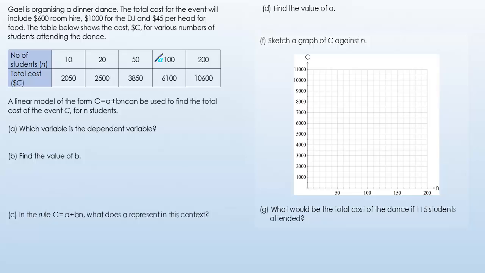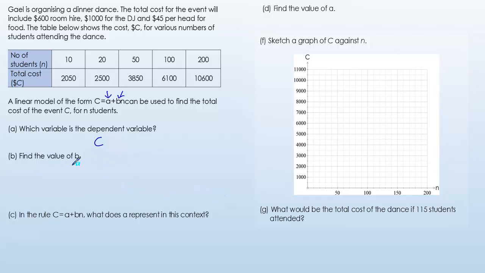So we have the number of students here and the cost. A linear model of the form C equals A plus Bn, so we can see it's linear and B is the gradient and A is the y-intercept, can be used to find the total cost of the event C for n students. So the dependent variable is the C. The number of students would be the independent variable, and as we can see over here on the graph, the independent variable is on what's normally the x-axis. In this case it will be the n-axis.